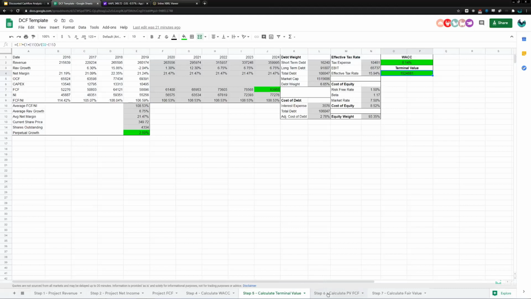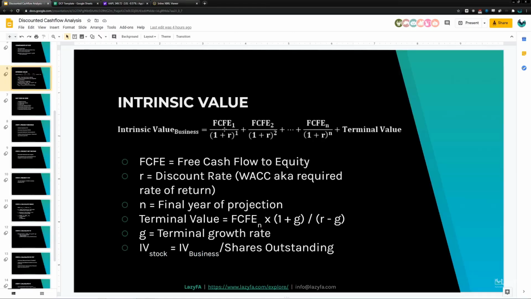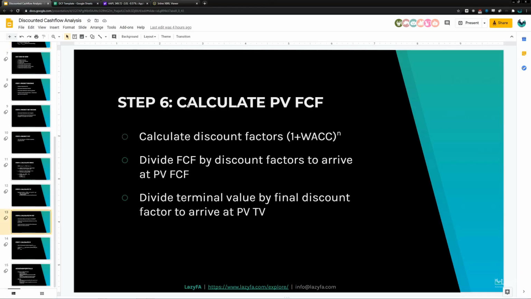So moving on to step 6, what we're going to do is, well, we're going to use this in the next step. But before we get to that, we need to calculate the present value of all of these cash flows, because we need to discount them back to today. So that is step 6. We need to calculate the present value of all of these free cash flows. And in order to do that, we're going to use our weighted average cost of capital in order to come up with the discount factors.